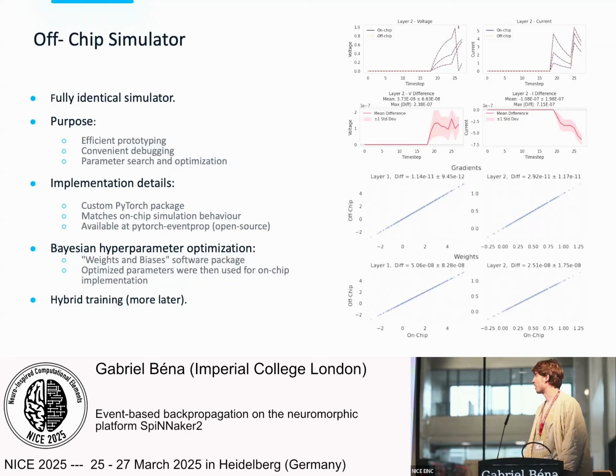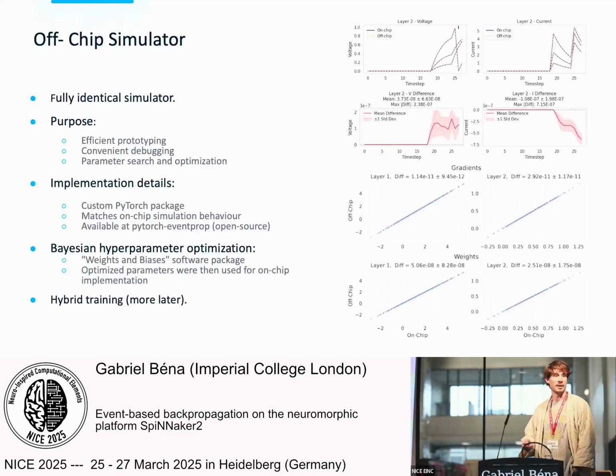That also allowed me to do hyperparameter optimization completely off chip, right? So I used a software package to do Bayesian hyperparameter optimization to get the results that you're about to see. Something I'm really excited about, having these off-chip and on-chip implementations completely matched, is the ability to do some hybrid training, which I'll talk about a little bit later.